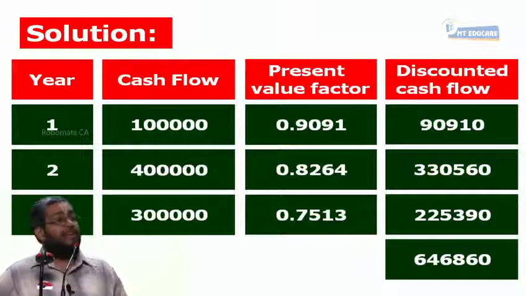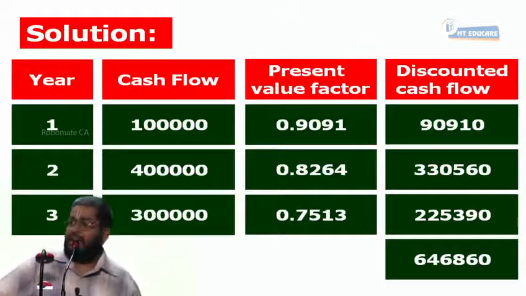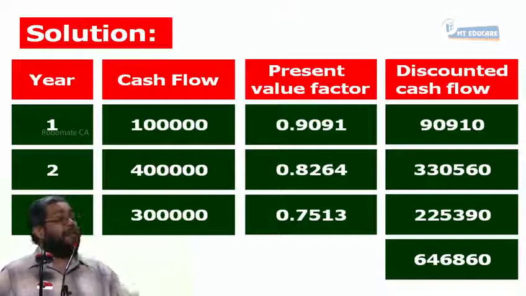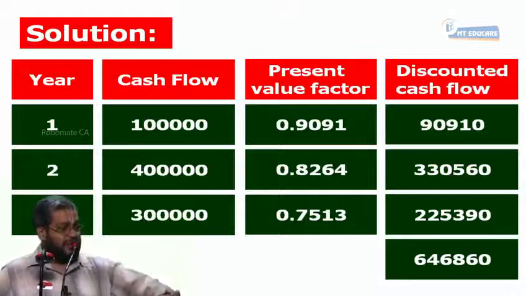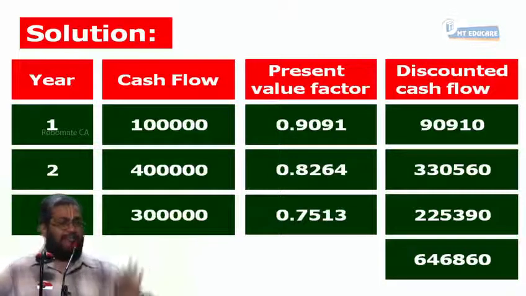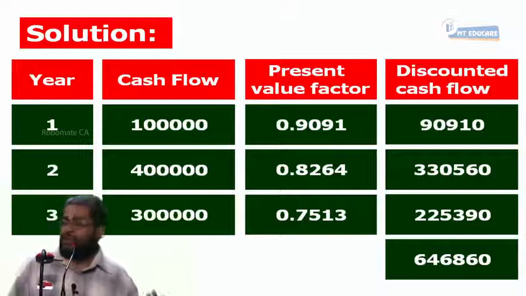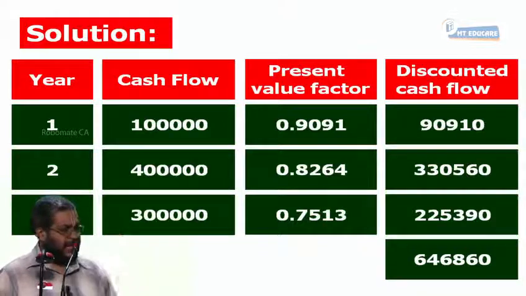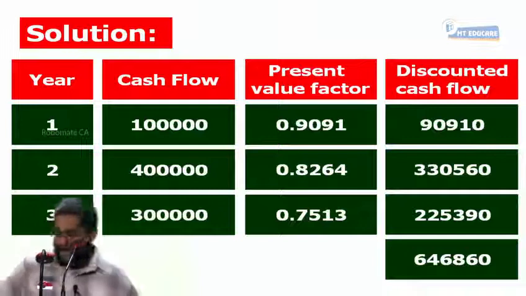Present value of a mid annuity between M to N years: how to find the annuity factor? N years annuity factor minus M minus 1 annuity factor. And how to find the present value of a perpetual cash flow? Discounted cash flow is equal to cash flow by R. As simple as that. For multiple and uneven cash flow, respective years' cash flow by respective years' present value factors. This is a summary of the discussion we had in the time value of money till now. Everybody following or not?